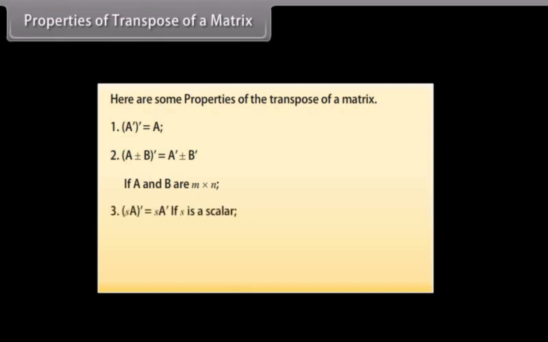Third, transpose of S times matrix A is equal to S times transpose of matrix A, if S is a scalar. Fourth, transpose of matrix AB is equal to transpose of matrix B times transpose of matrix A, if A is m by n and B is n by p.